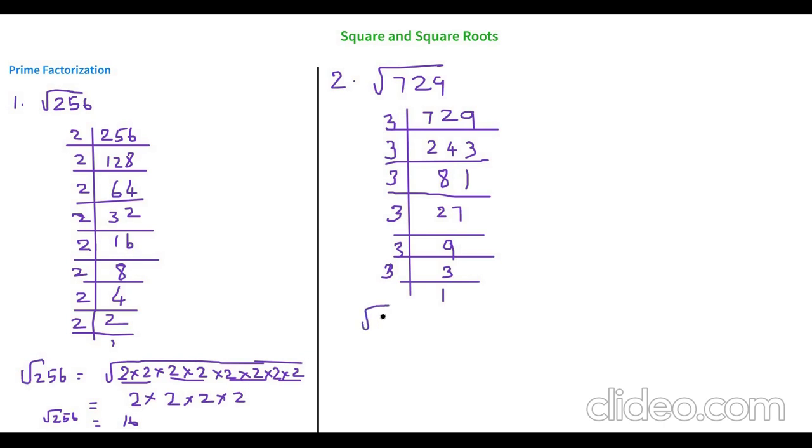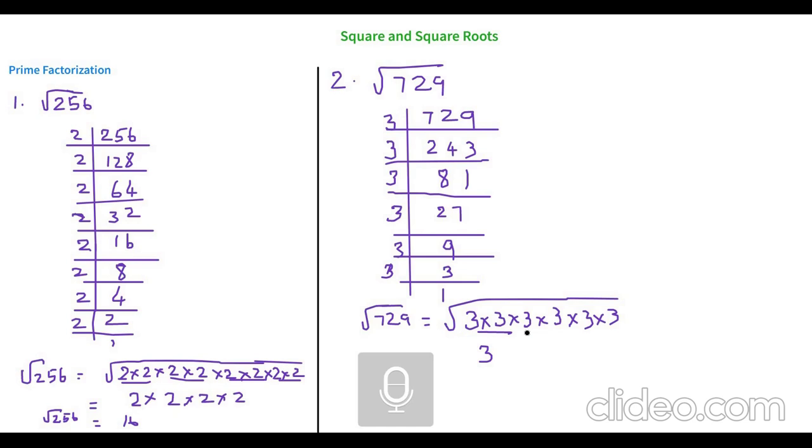So the square root of 729 equals the square root of how many 3's are there? 1, 2, 3, 4, 5, 6. We have six 3's: 3 times 3 times 3 times 3 times 3 times 3. As we did for the previous example, instead of two 3's, I'll take one 3 outside. Then instead of another two 3's, I'll take another 3 outside. So we have 3 times 3 times 3, which is 27. The square root of 729 is 27.